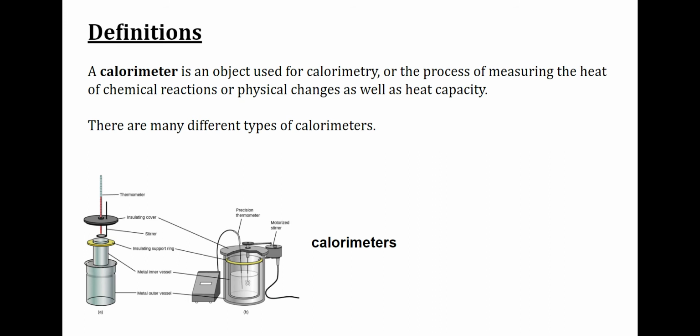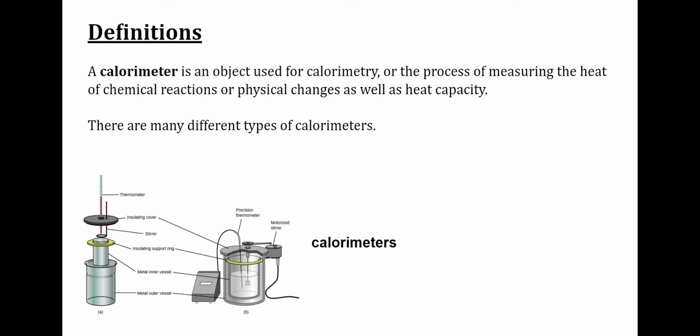The one on the left in figure A is a calorimeter with a thermometer, a stirring bar, and some insulation around the cup and a lid. And the one in figure B is a little bit more precise. It's got a temperature probe, like the Vernier temperature probes that we used in class, that's attached to a Chromebook and a motorized stir, and again, insulation around the sides and on the top.